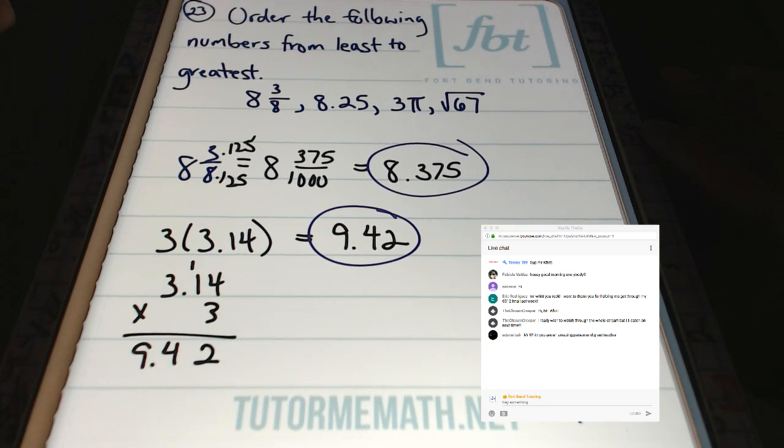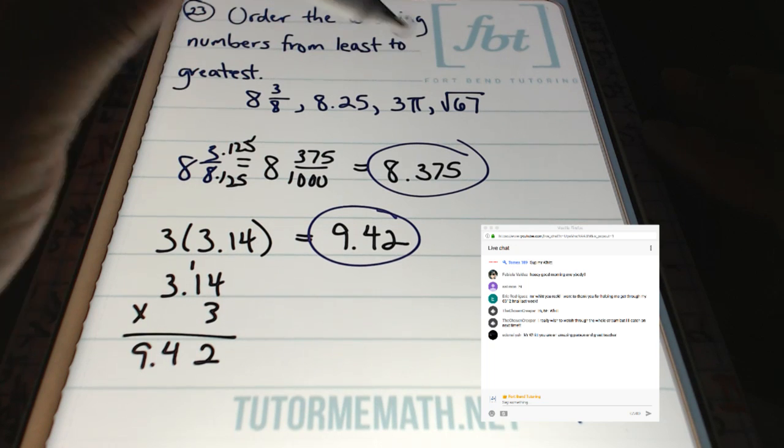All right. And so finally, our challenge is to find the approximation in decimal notation for the square root of 67.